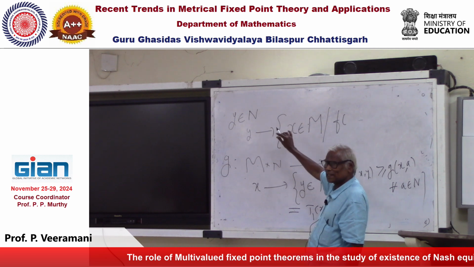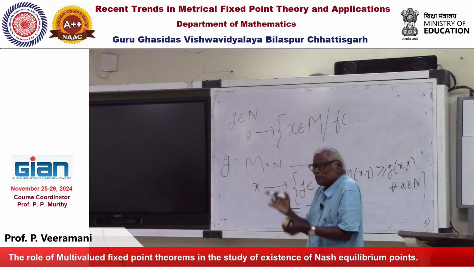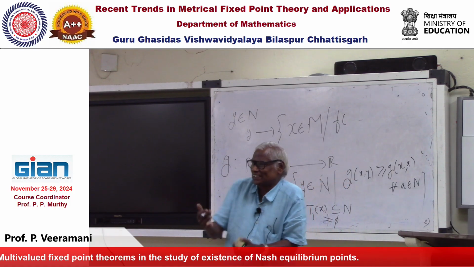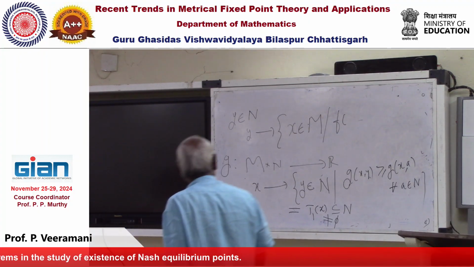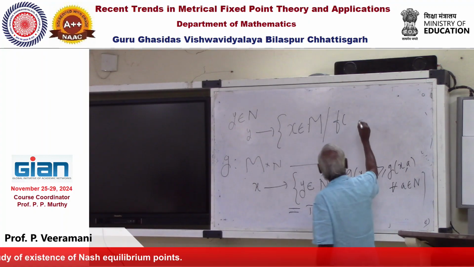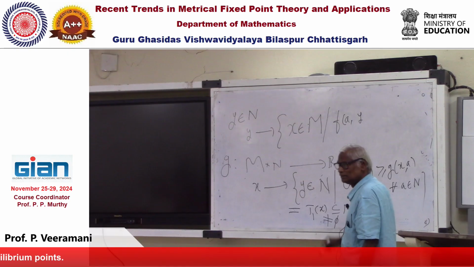Y is fixed. The second player has fixed it. He cannot change it. Now, it may give me a loss, so I will change my mind. That is no cheating. So the second player has selected Y.